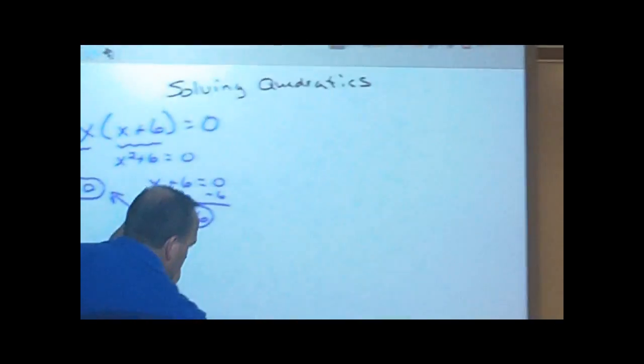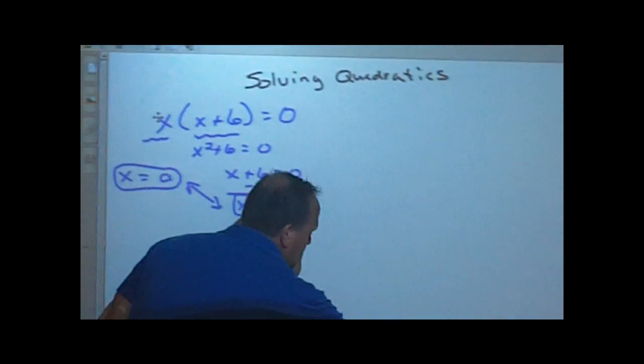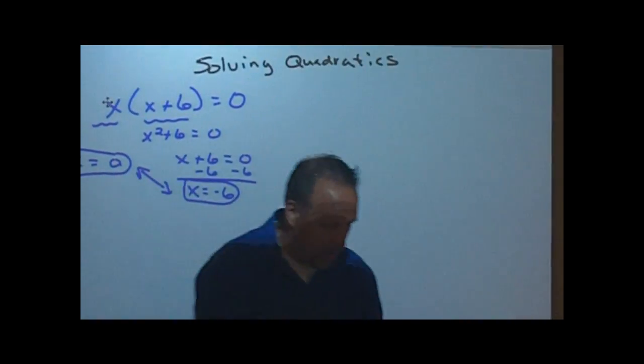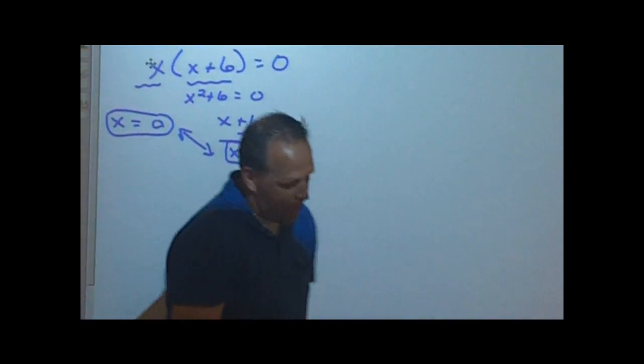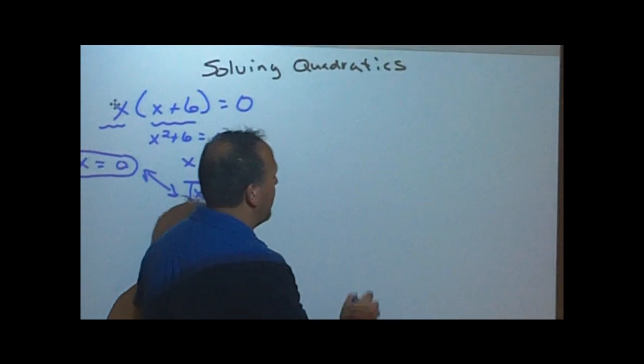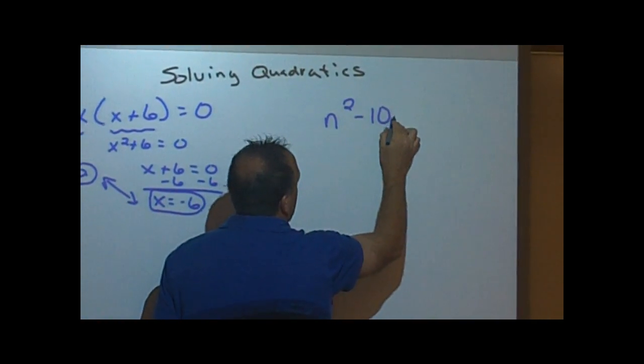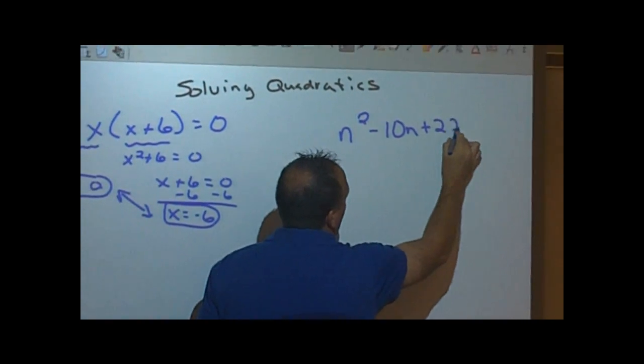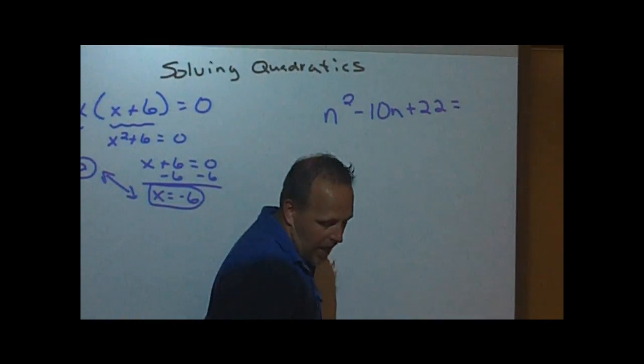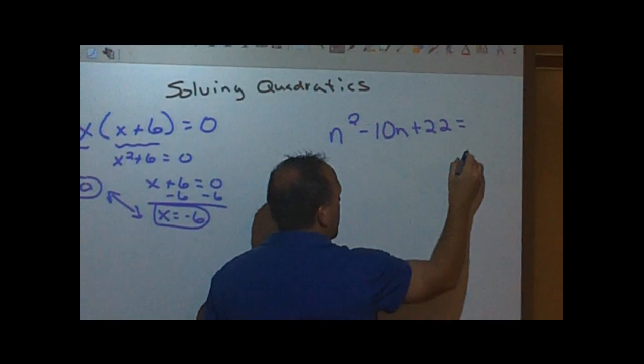All right. Now, how about this problem here? Let's look at this one. What are we going to do if we have this? N squared minus 10n plus 22 equals negative 2.